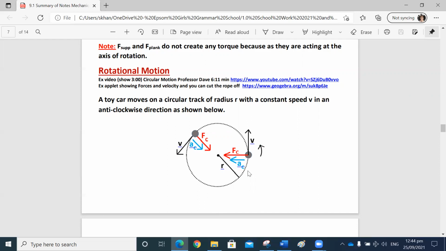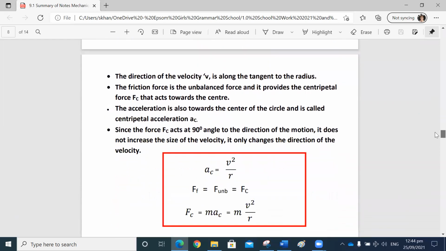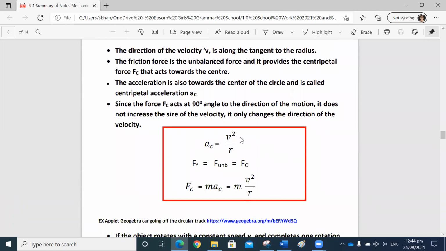And in this case, friction is supplying enough centripetal force to keep the toy car moving in a circular path. So force and acceleration are both towards the center. At any particular instant, velocity is always along the tangent to the radius. And what is the equation? The equation is that centripetal acceleration is v squared over r. v is the speed, r is the radius of the motion.